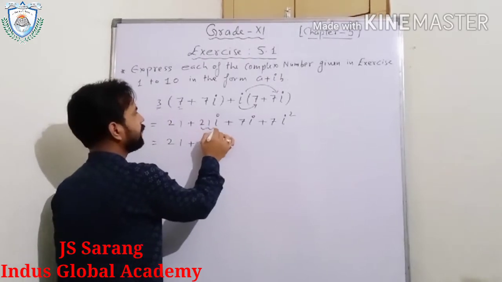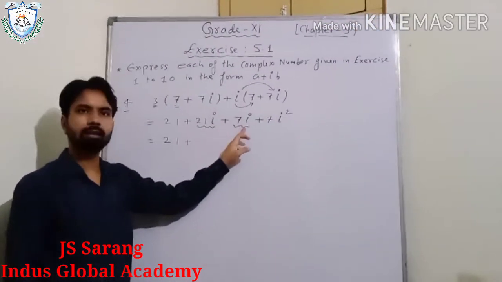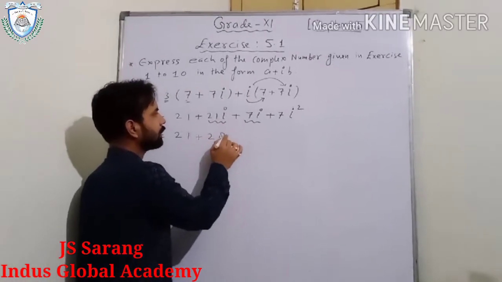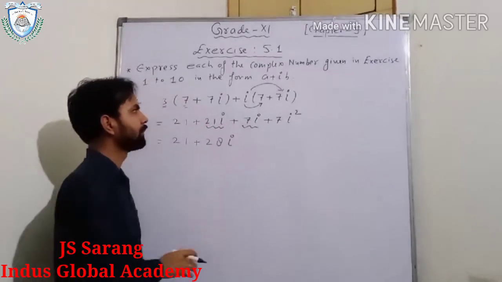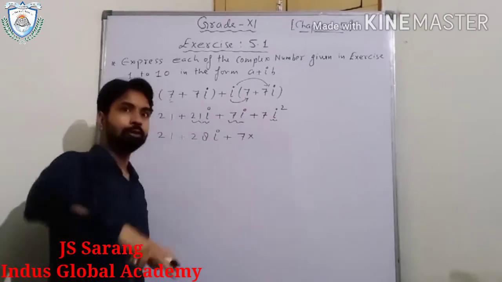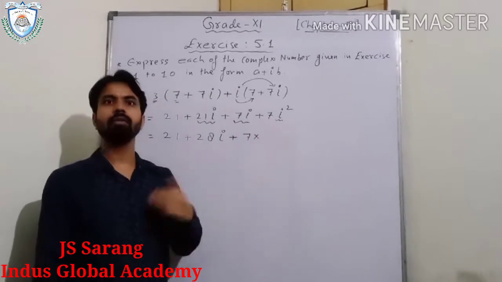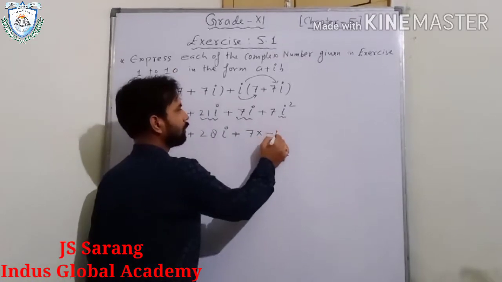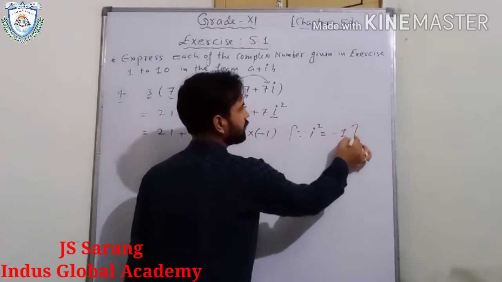This 21 will remain the same, plus 21i plus 7i. These are like terms because the same variable i is in both. So 21i plus 7i gives you 28i. The 21 remains the same, plus 7 into i squared. I told you that wherever i squared comes, you will put minus 1, because we know the value of i squared is how much? Minus 1. So 7 into minus 1. You have to write here since i squared equals minus 1.